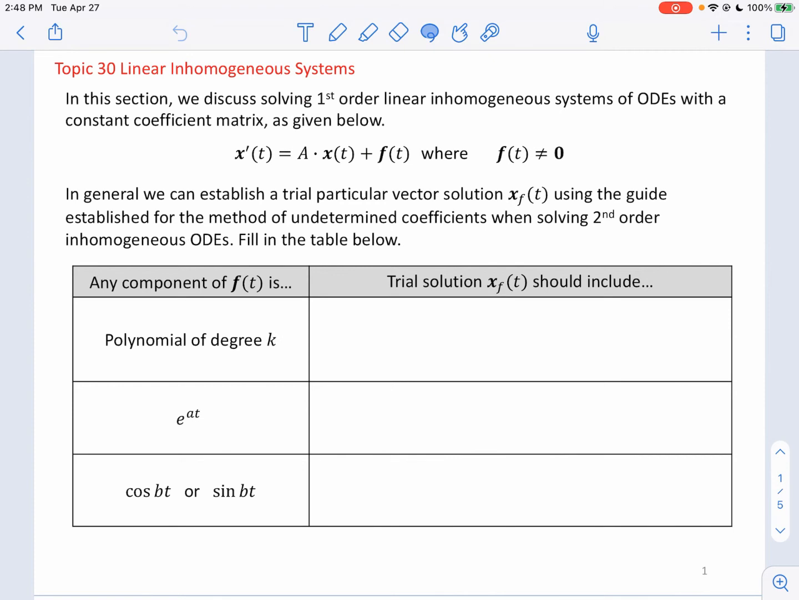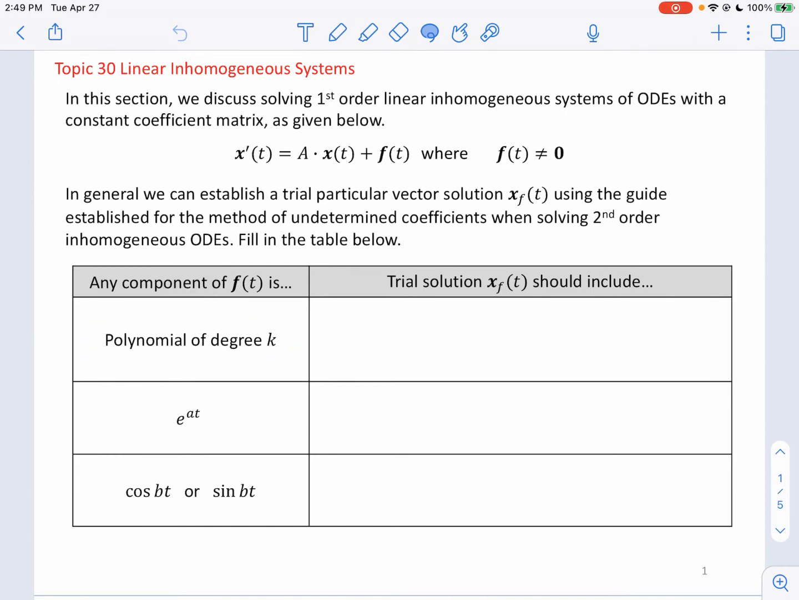In general, we can establish a trial particular vector solution x sub f of t using the guide established for the method of undetermined coefficients when solving second-order inhomogeneous ODEs. Fill in the table below. So I'm going to fill in this table using the guide that we had for doing the second-order inhomogeneous ODEs. Now, suppose any component of your vector function f is a polynomial of degree k. So this case right here.